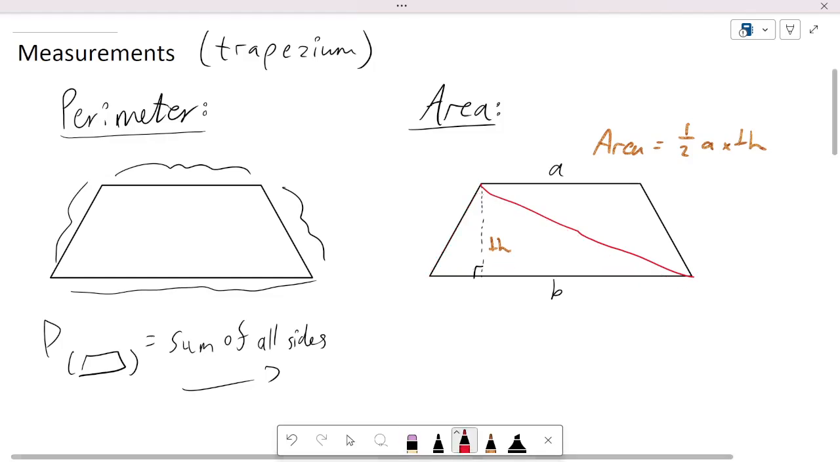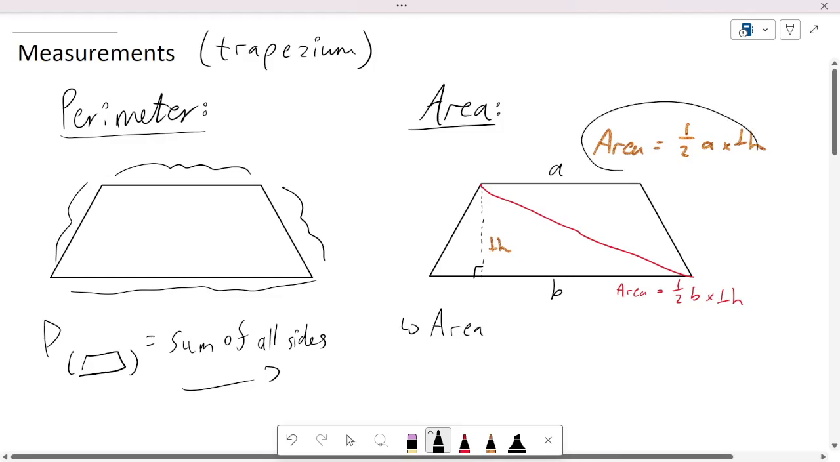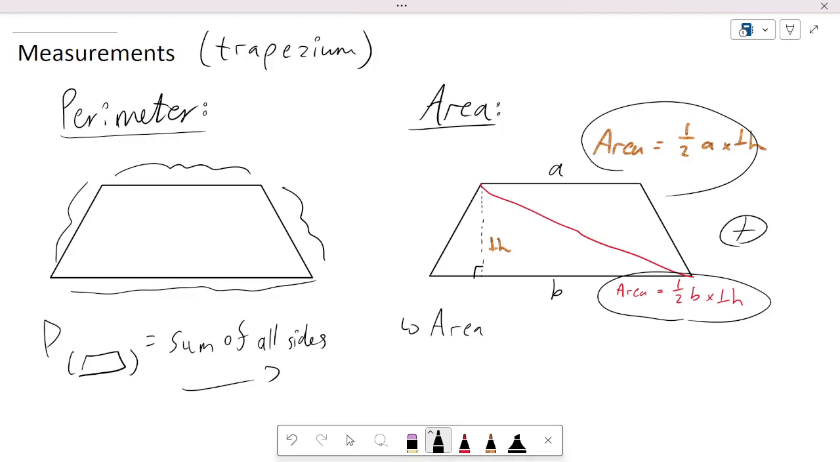Okay. And then the area of that triangle would be, let me just write it here, the area equals a half B times the perpendicular height, right? Because we have B as our variable in this one here. So now let's try and derive the area of these together. In order to get the area of this trapezium, we are going to have to add these two areas together, right? Because we already have the areas of the two triangles. Now we just have to add them together to get the total area, right?